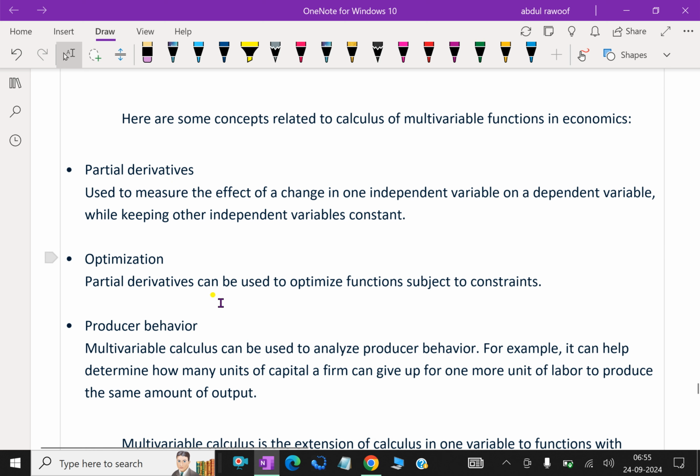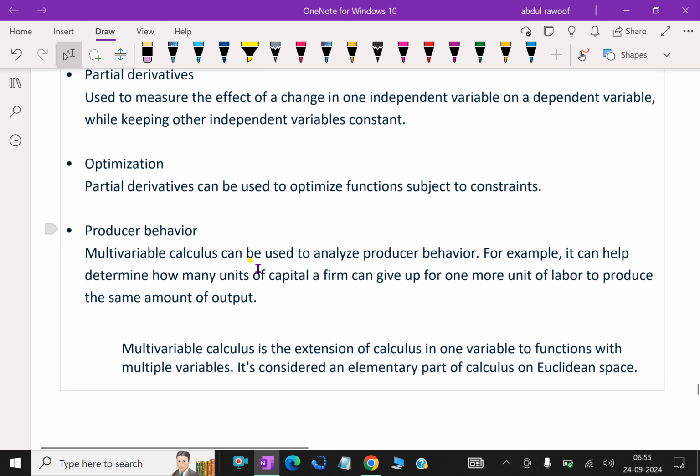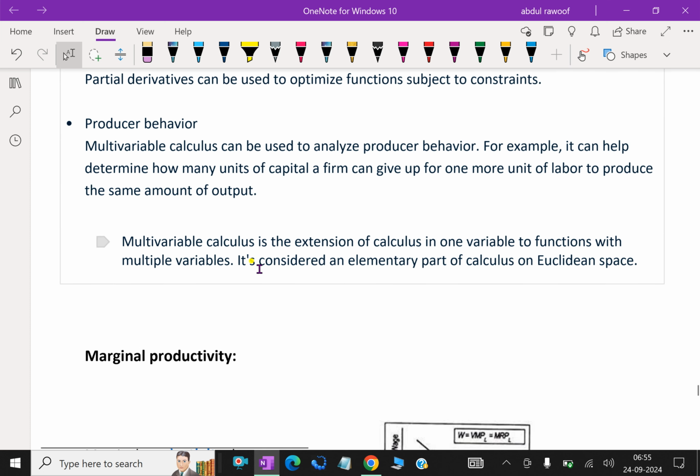Optimization. Partial derivatives can be used to optimize functions subject to constraints. Producer behavior. What is producer behavior? Multivariable calculus can be used to analyze producer behavior. For example, it can help determine how many units of capital a firm can give up for one more unit of labor to produce the same amount of output. That's called producer behavior.